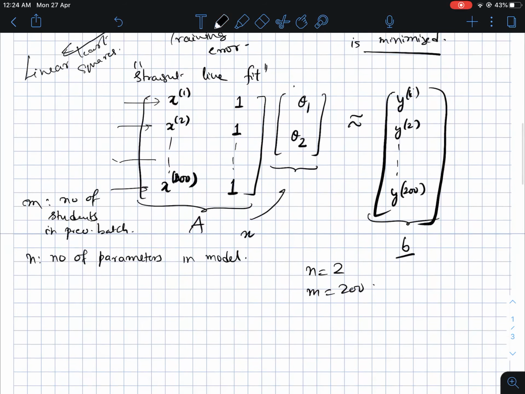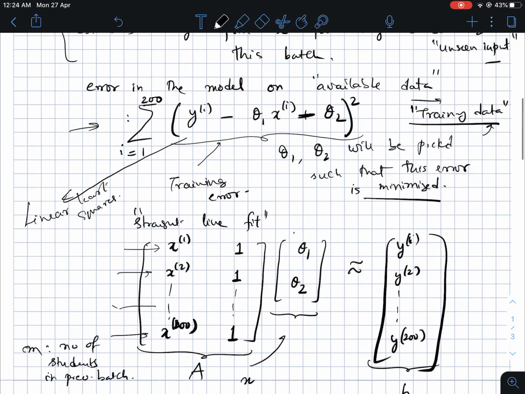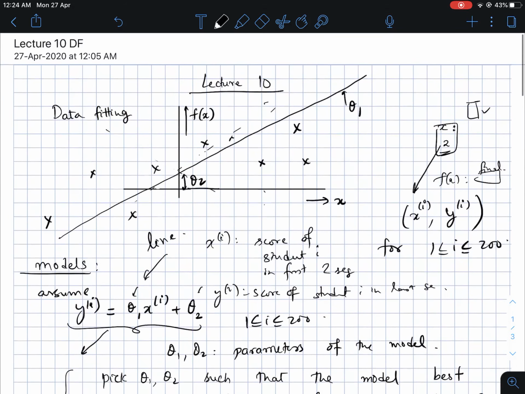Of course, the least squares solution to this is going to be (A transpose A) inverse, A transpose times the B vector. Again, you can just work out what it is. It's not very difficult here. A transpose A is just going to be a 2 cross 2 matrix, right? And we all know how to invert 2 cross 2 matrices. So we'll actually get a ready expression for a straight line fit. This is how you can fit a straight line onto data.